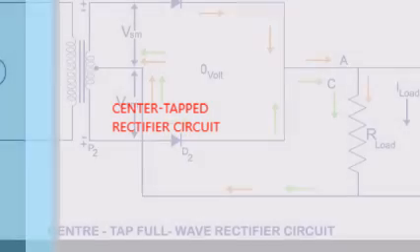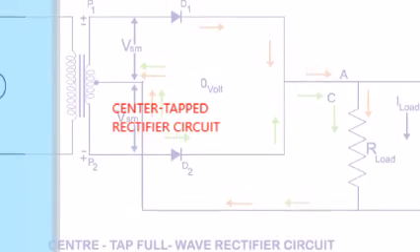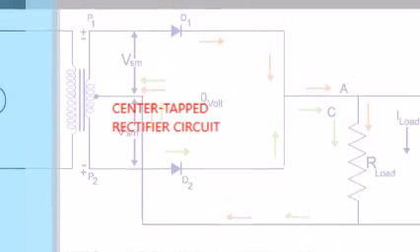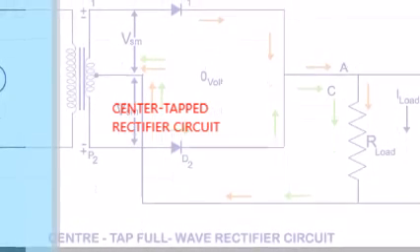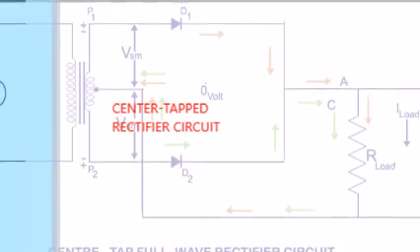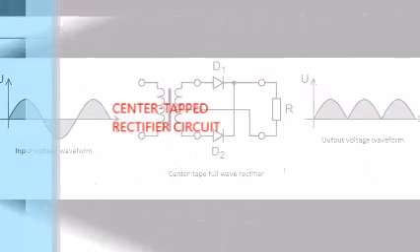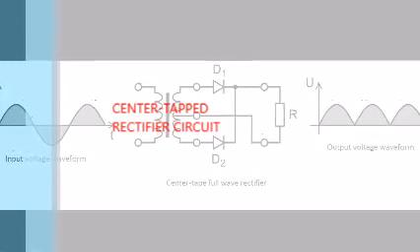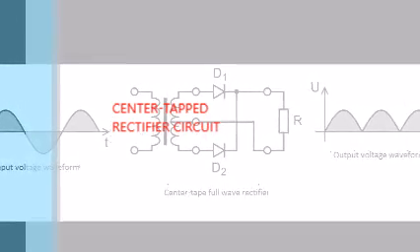Center tap full wave rectifier. We have already discussed the full wave bridge rectifier, which uses four diodes arranged as a bridge to convert the input alternating current in both half cycles to direct current. In the case of center tap full wave rectifier, only two diodes are used and are connected to the opposite ends of a center tap secondary transformer as shown in the figure below. The center tap is usually considered as the ground point or the zero voltage reference point.